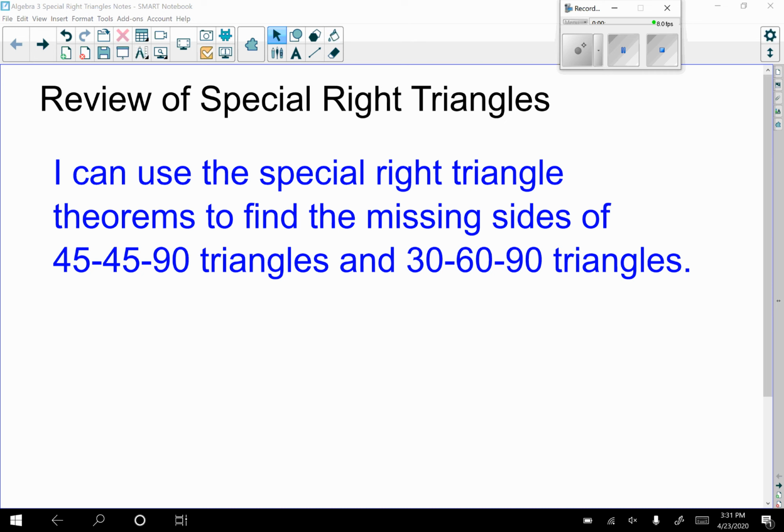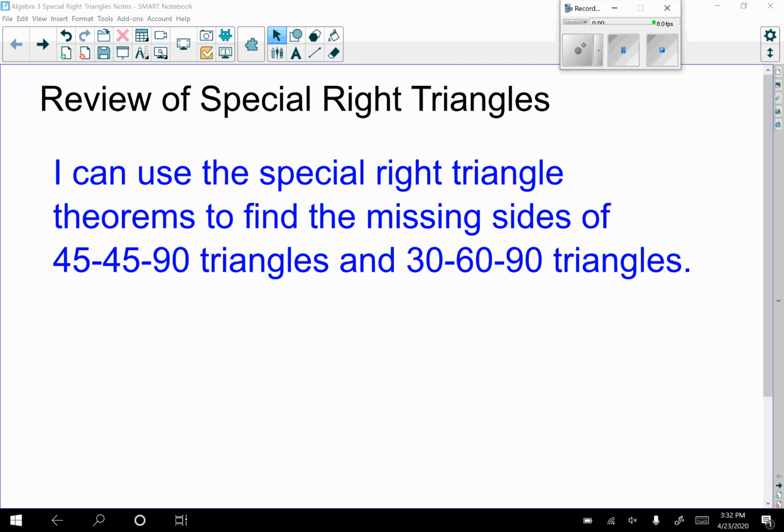The Pythagorean theorem is still going to work, but sometimes if we don't have enough information to use the Pythagorean theorem, but we know we're dealing with a special right triangle, we can use properties of that triangle to help us find missing sides and then eventually missing angles, because soon enough we will be solving an entire right triangle using some trig values as well as these characteristics. So again, these are the two types of special right triangles we're going to be dealing with.